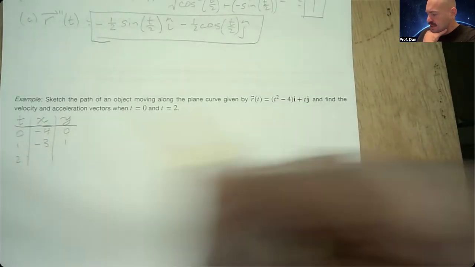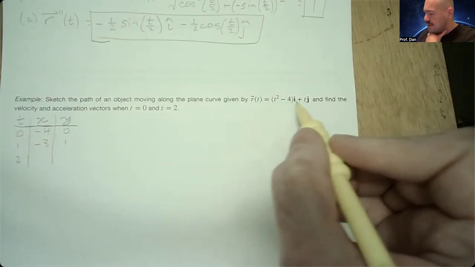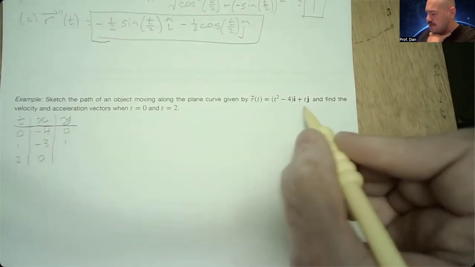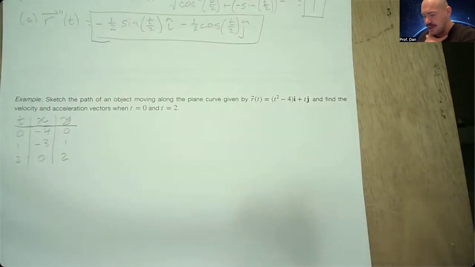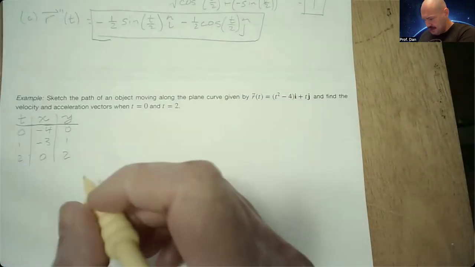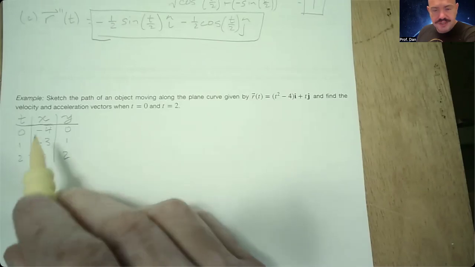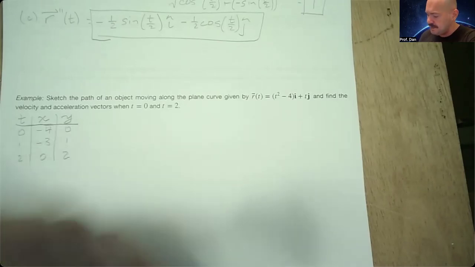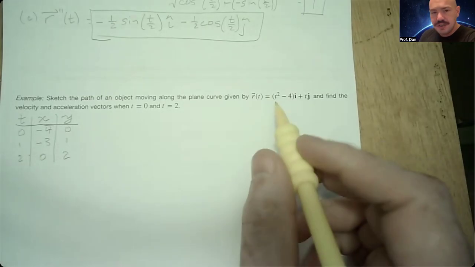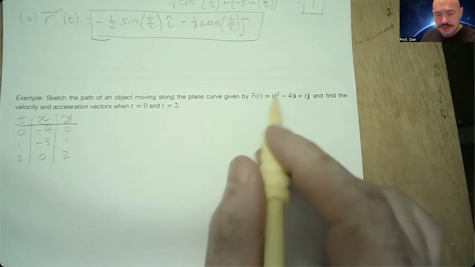And then when t is 2, 4 minus 4, I get 0. And 2 for my y coordinate. So I can plot these points to kind of get an idea of where the coordinate is at these different values of t, right?